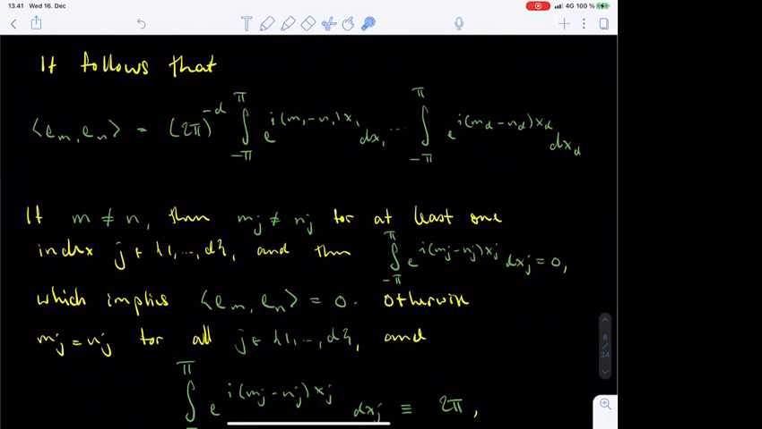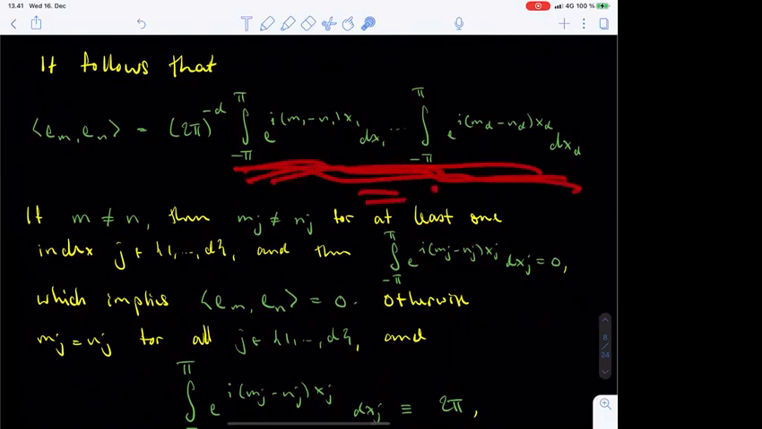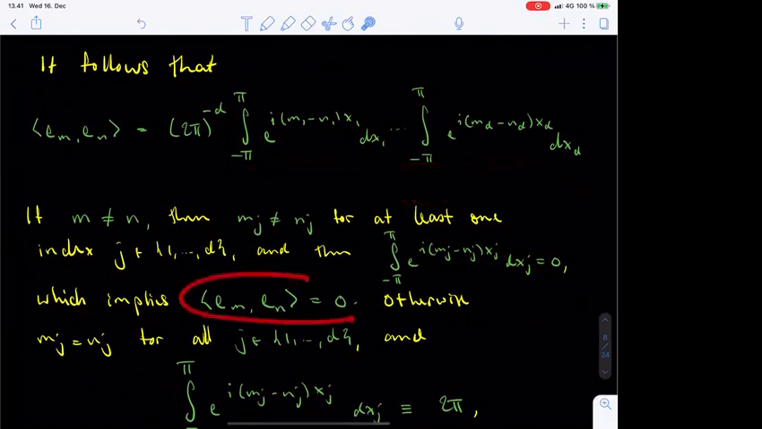of these lecture notes. As a consequence, the whole product here equals 0, and hence the bracket between em and en also equals 0.